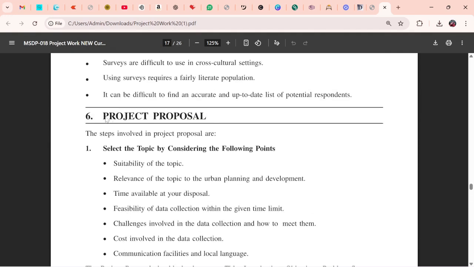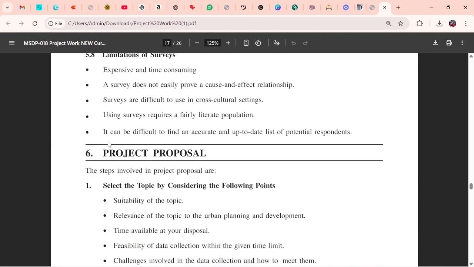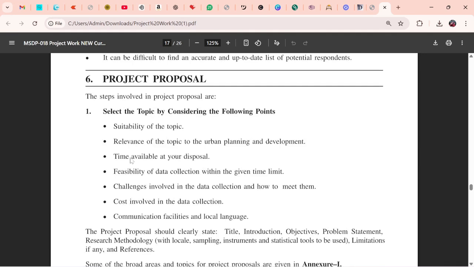Okay. So let's talk about the project proposal. We already know about how to select the topic. Okay, here we are going to study about project proposal. Okay, so here it is written, select the topic by considering the following points. Okay, what are the most important points that you have to take care while selecting your topic?